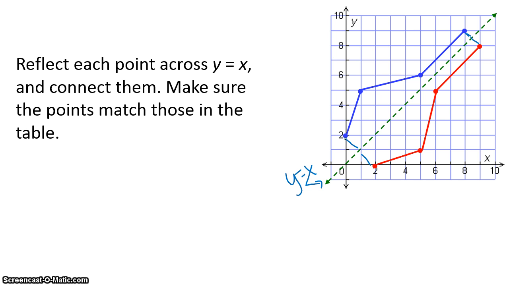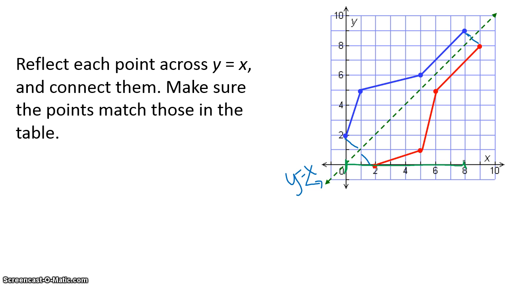We're going to start off with our original, that was our blue. So if we look at our original domain, we started here at 0, and we went all the way up to 8. So the domain of our original relation was between the points 0 and 8, and of course they were included.